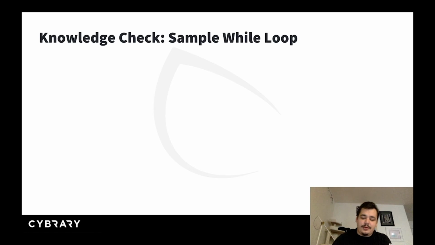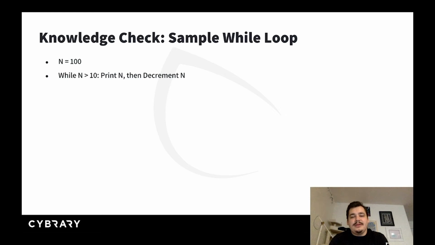So a knowledge check for you, a sample while loop. N is going to be given the initial value of 100, and while n is greater than 10, you will print and then decrement. The question here: how many numbers will be printed? I'm going to give you just a few seconds, pause the video, have a look, see if you can figure out how many numbers are going to be printed.